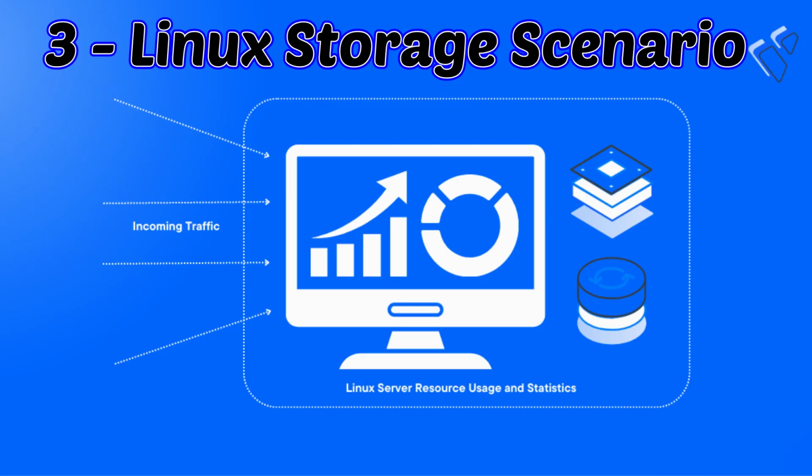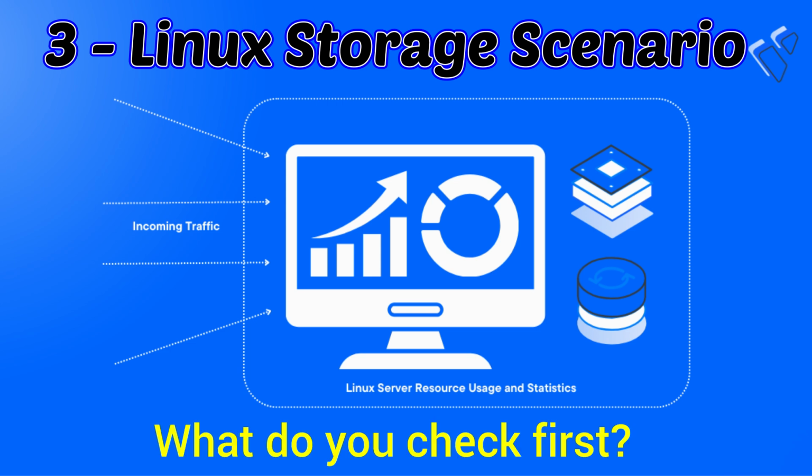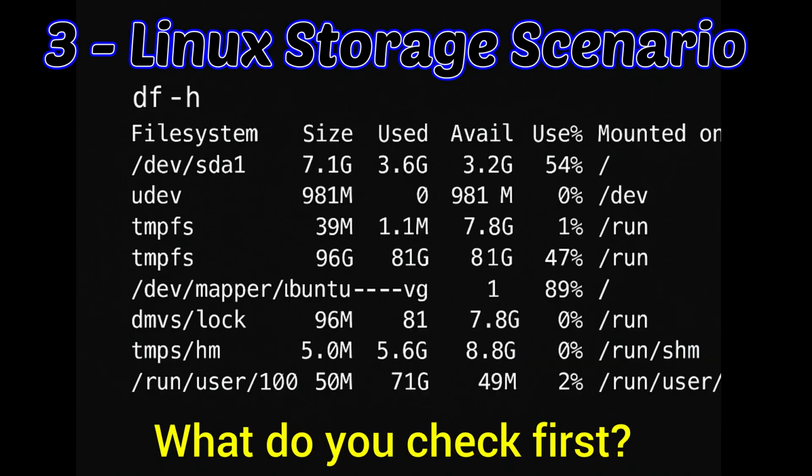Now picture this: a Linux server has been working fine until suddenly it refuses to save large files. Small files? No problem. Large ones? Denied. What do you check first? Answer: df -h. This command reveals whether the file system is full. A full disk stops write operations cold, even if there's still room in the inode table. Always check available space before assuming deeper issues.